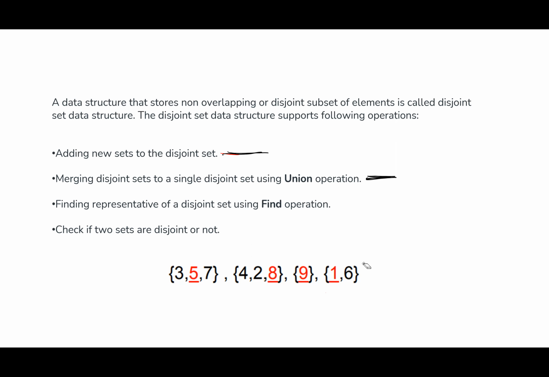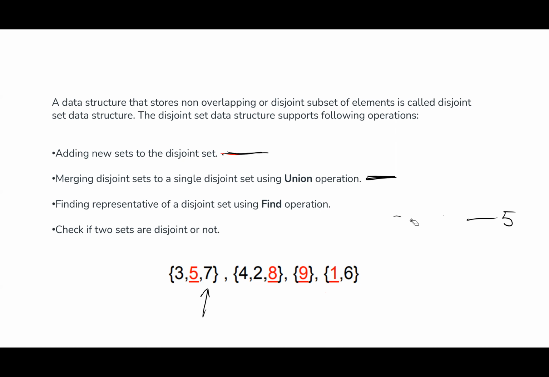And then find the representative of a disjoint set using the find operation. So if I do find 7, in that case it will give me 5. The find operation, given any set member or set value, finds the representative of that set. In this case, the representative of the set was 5, so 5 will be returned.